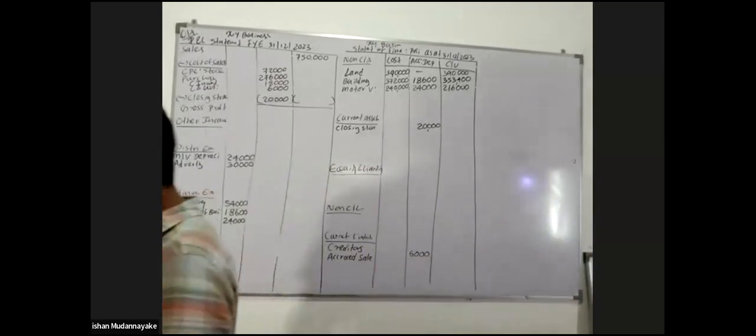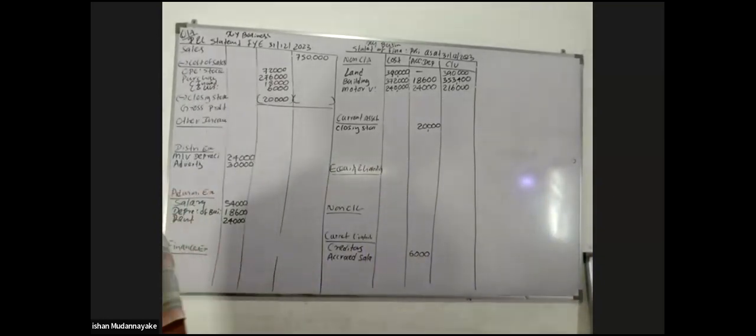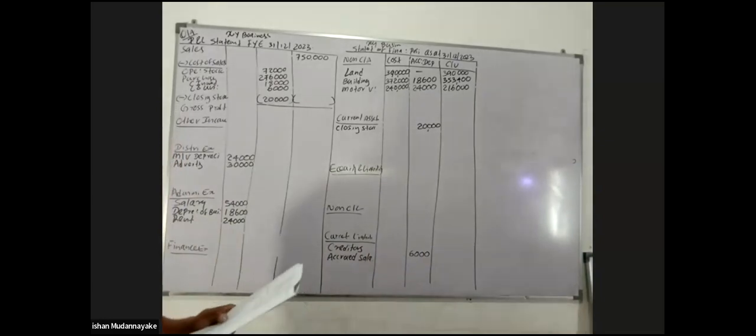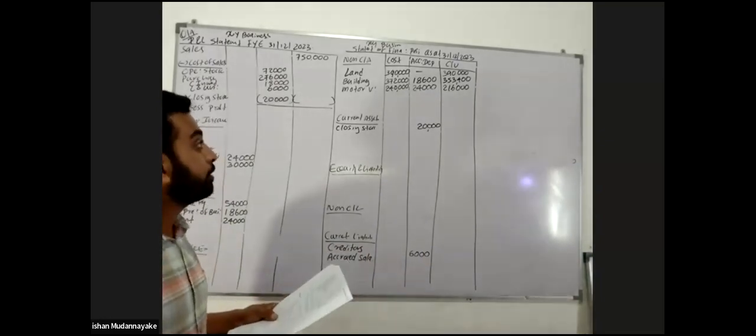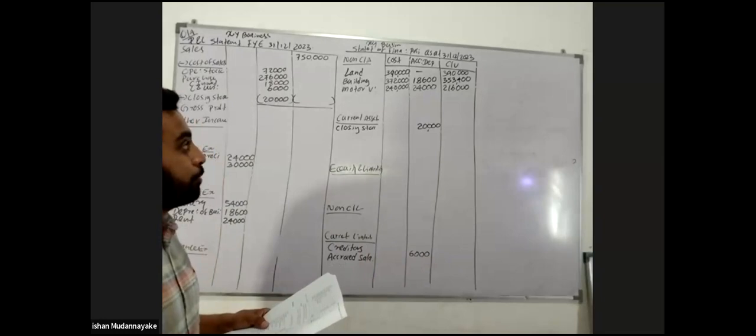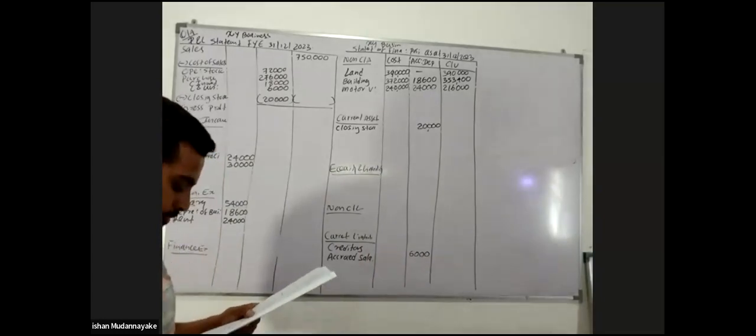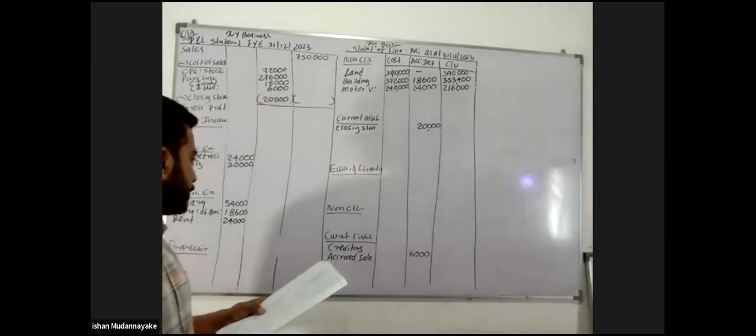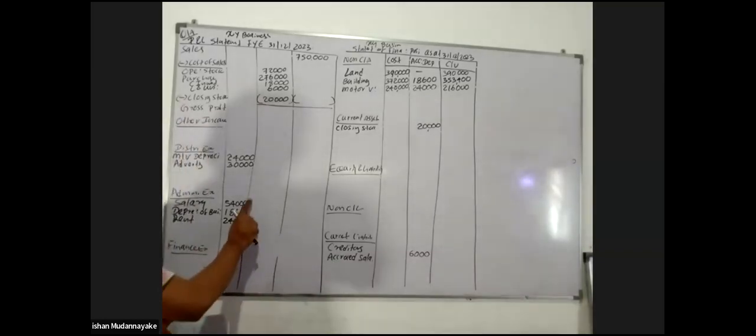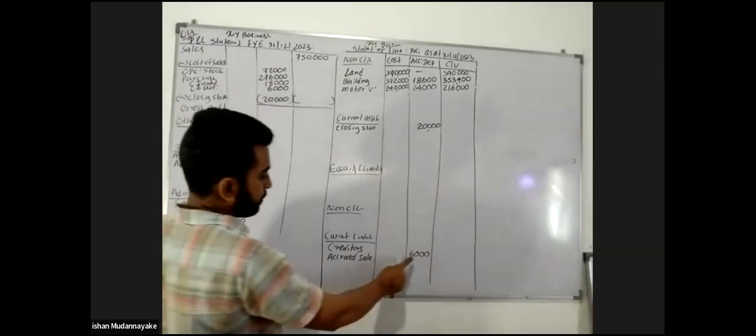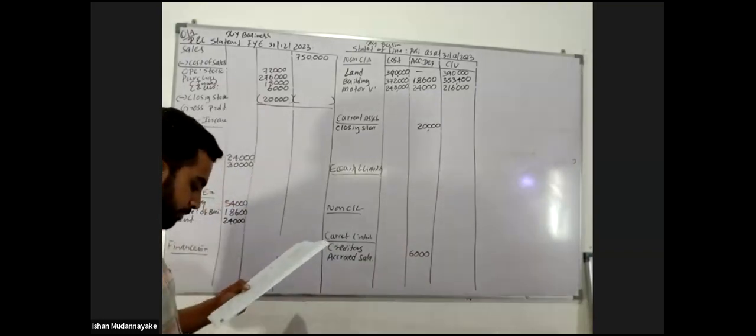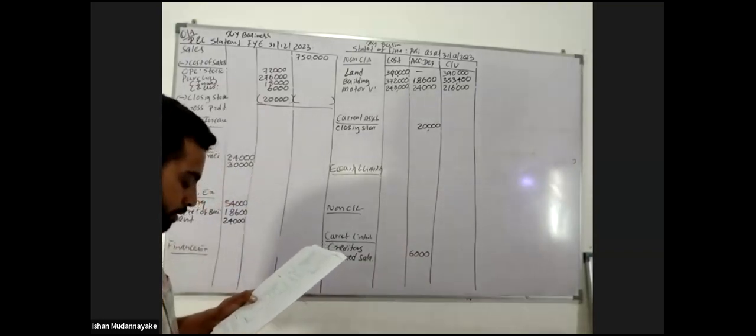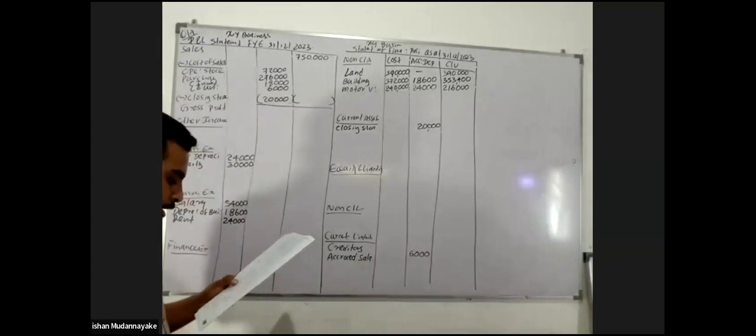Right. Buildings, motor vehicle, land: already we have discussed them, and we recorded them in the statement of financial position. Salary expense also we have already recorded. Total salary expense 54,000, approved salary 6,000. Salary done. Next one, fixed deposit interest 18,000.